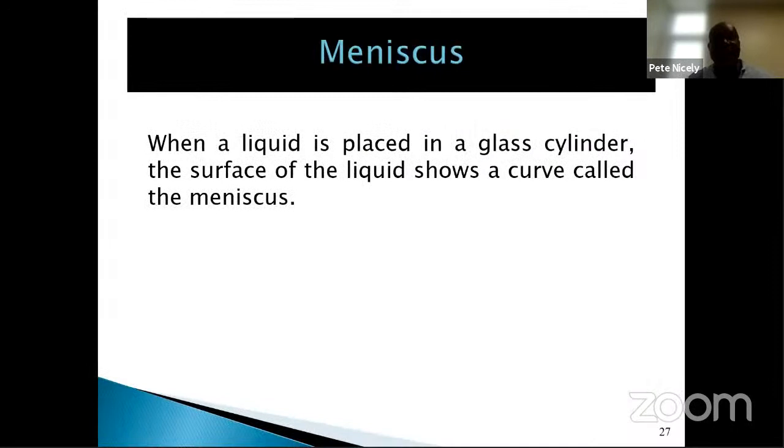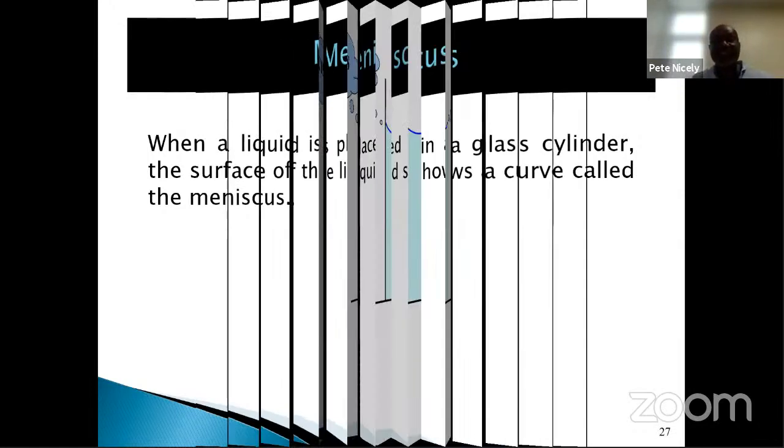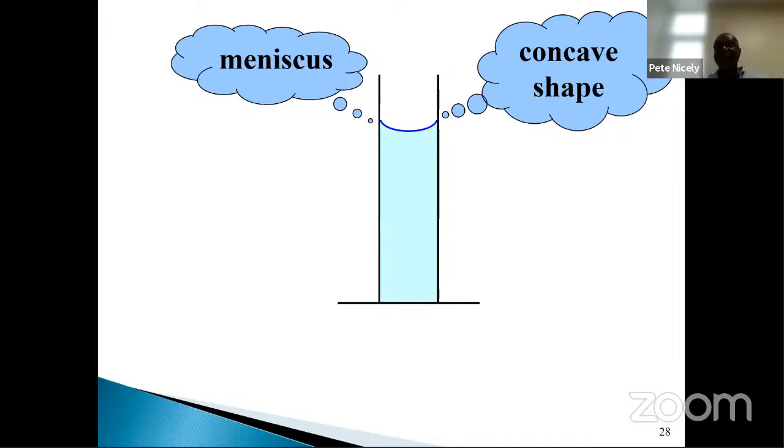Now, another manifestation of the interplay between the adhesive and cohesive forces is the shape of the meniscus of a liquid when it's in a glass cylinder. So water is a good example of this. If you put water in a cylinder and you look at the surface of the liquid water, then you're going to see a curve, right? A kind of lens-like looking curve, which is called the meniscus, right? And that would be the shape of the meniscus. It will have a concave shape.